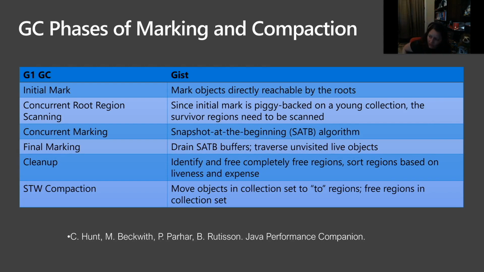So let's start with G1GC. G1GC has multiple phases of marking and compaction. What you see is the initial mark pause. Remember the concurrent drawing that I had shown earlier, it had the initial mark and the remark, which is what is shown here as initial mark and final marking. Then you have two concurrent phases in between where you can do root region scanning as well as the marking. Cleanup is where we were able to reclaim those regions that were full of garbage.